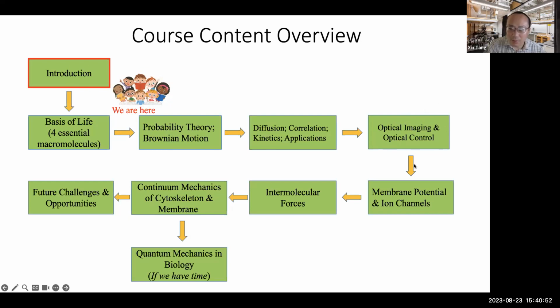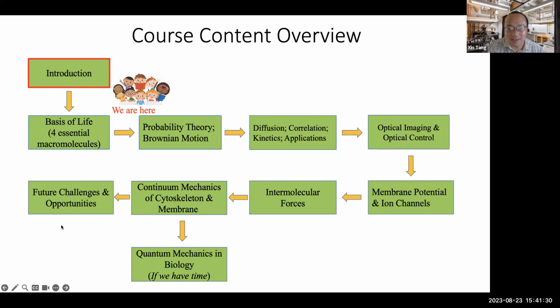And then we would talk about specific life processes, especially in neuroscience, which is very important: the membrane potential and ion channels, right? And then the molecular forces between cells and between molecules. And we will introduce mechanics concepts, mechanobiology concepts, in the cytoskeleton and the membrane. And then the frontier of biophysics, current challenges and future opportunities.